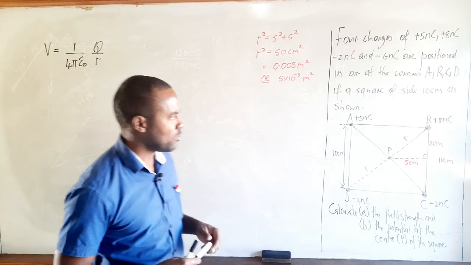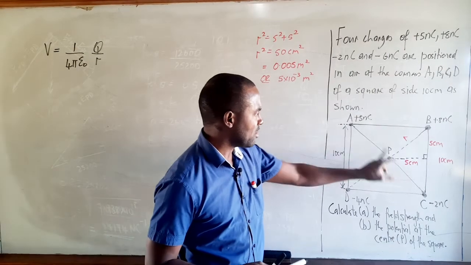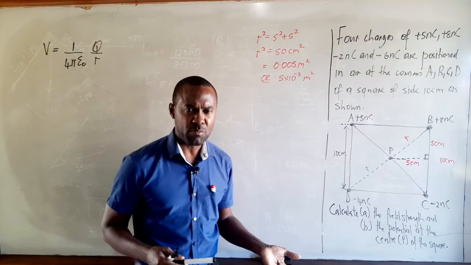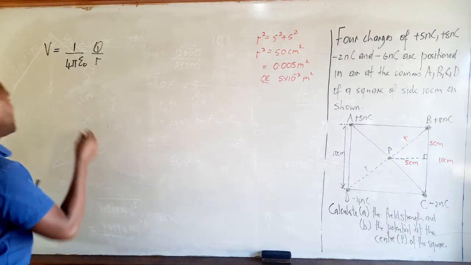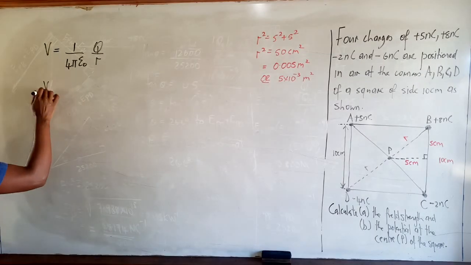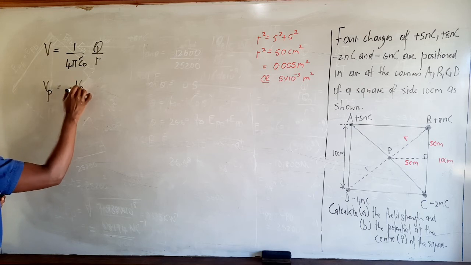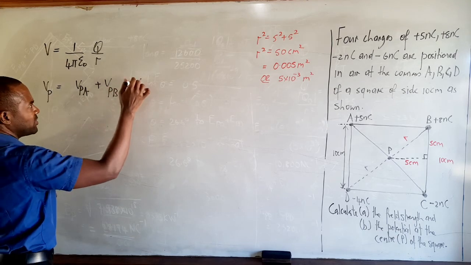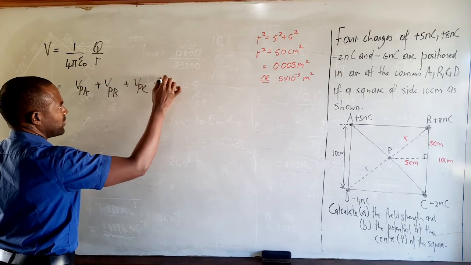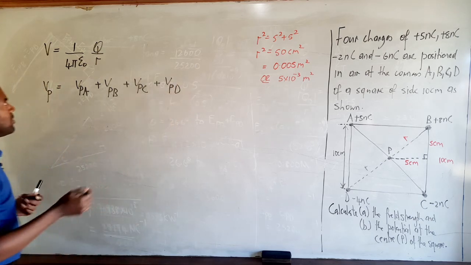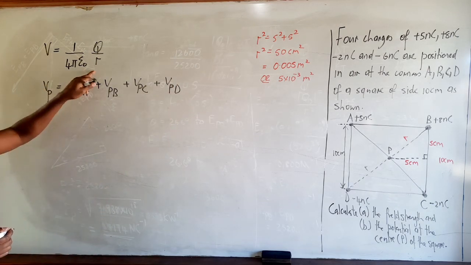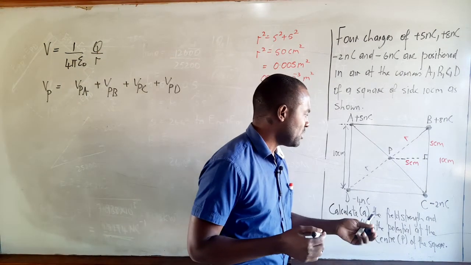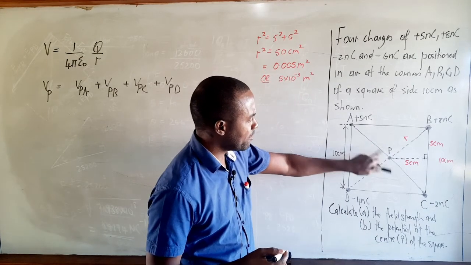So essentially what we need to do is find the electric potential at P due to the charge at A, due to the charge at B, due to the charge at C, and due to the charge at D, and simply add them all up. So the electric potential at P is equal to the potential at P due to A, plus the potential at P due to B, plus the potential at P due to C, plus the potential at P due to D. The only difference is the magnitude of the charges, because each charge is the same distance r from the point P.